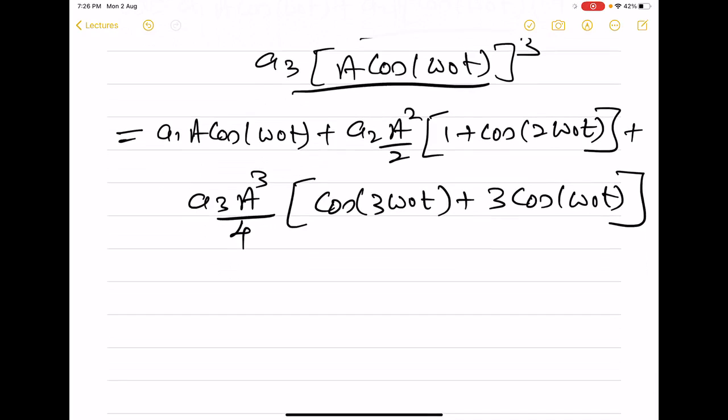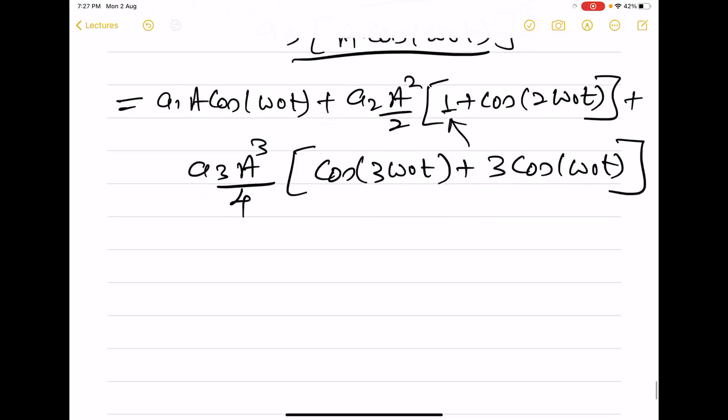Now here we see that we have a term which is independent of time. So we will say that the DC gets created because of the second order term, which will not be present in the ideal case. Now when we segregate each of the terms, we have a DC arising because of the second order term.